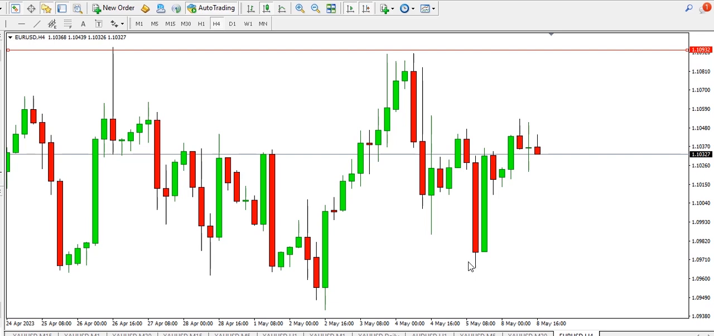and you can easily take profit somewhere around here. So in the next video, we'll talk about how you can use Fibonacci retracement tools to know your take profit or your stop loss area.